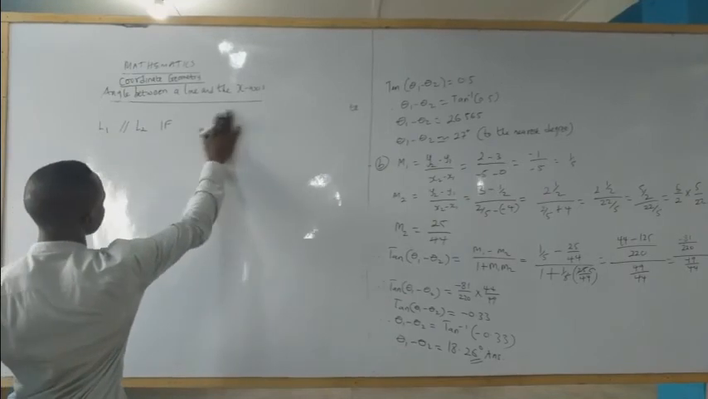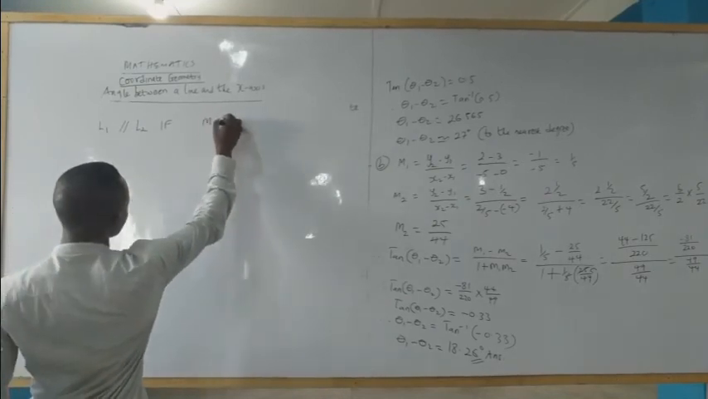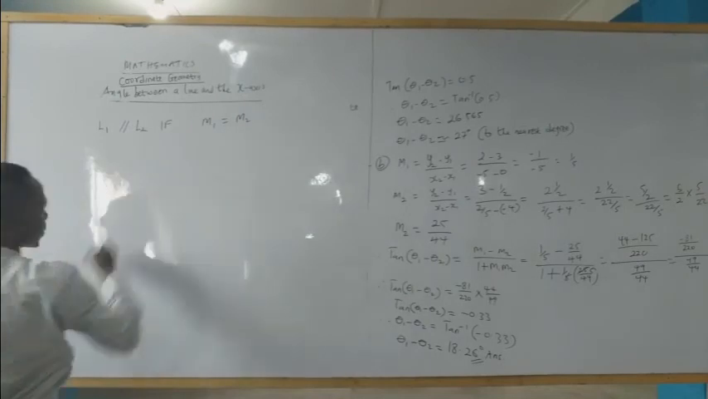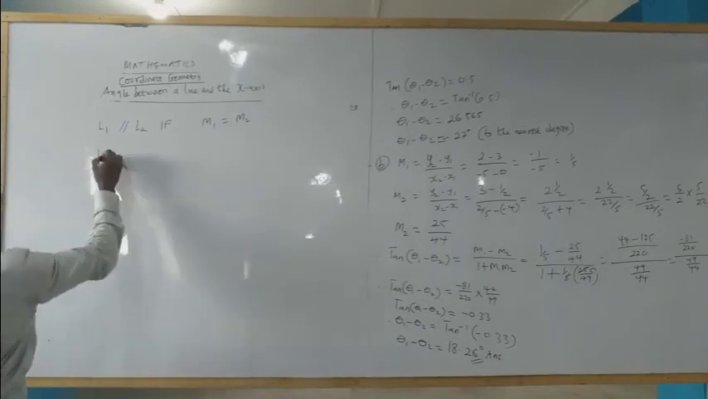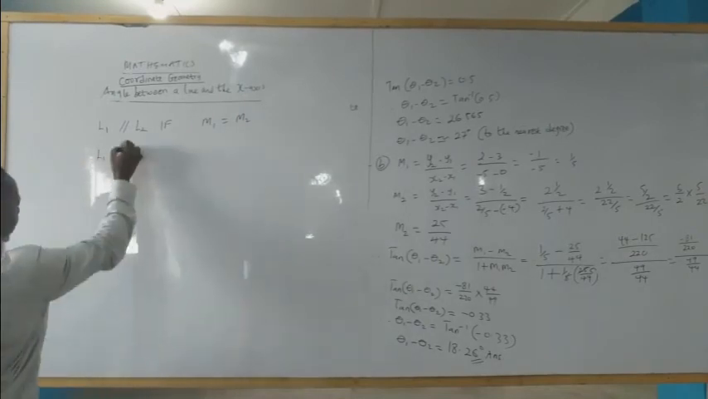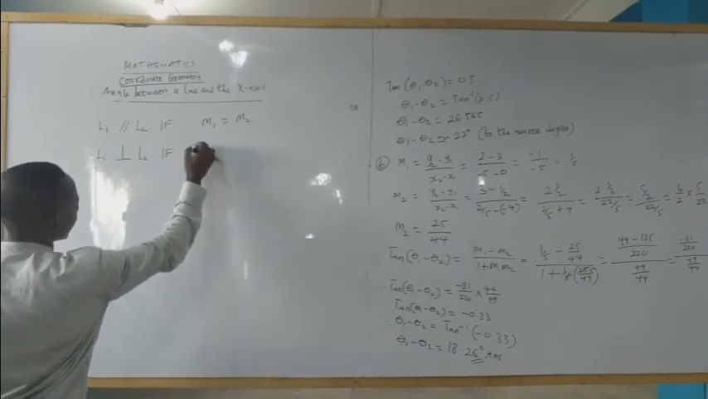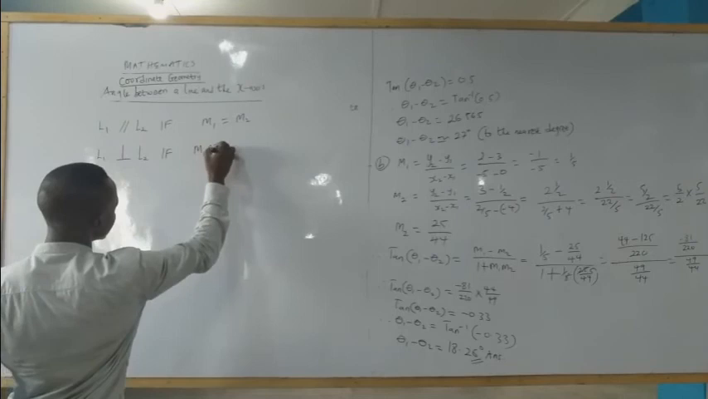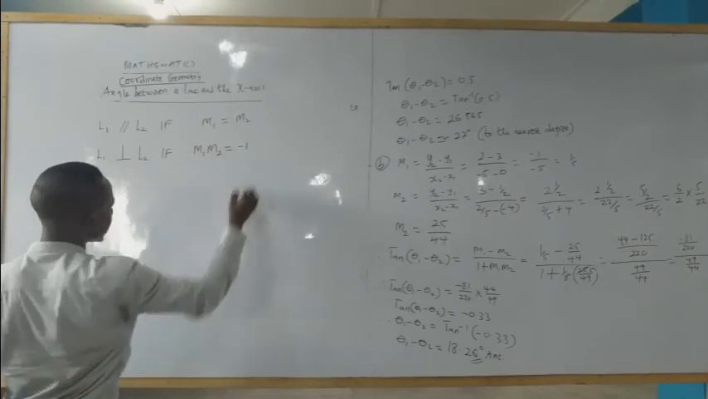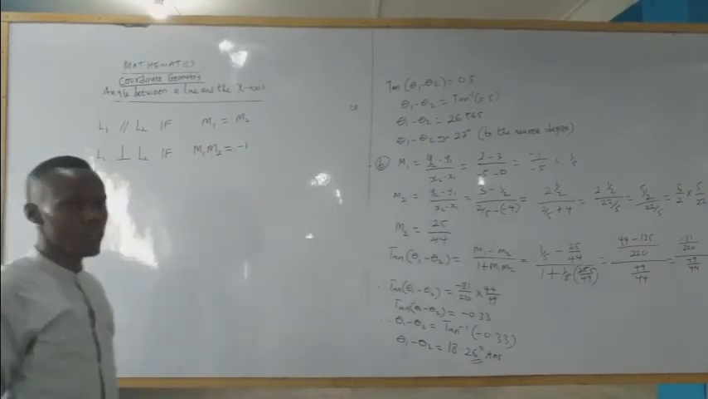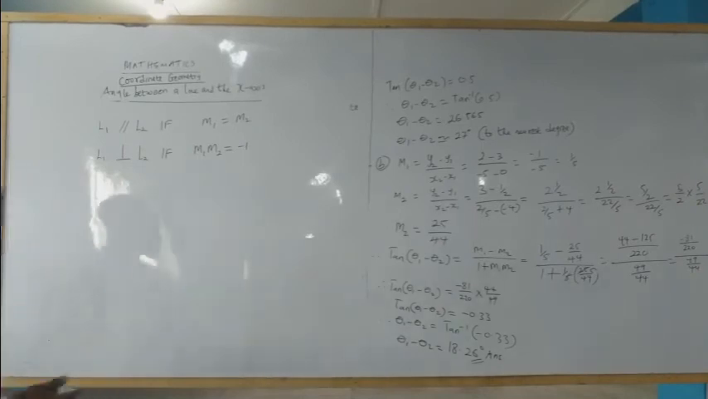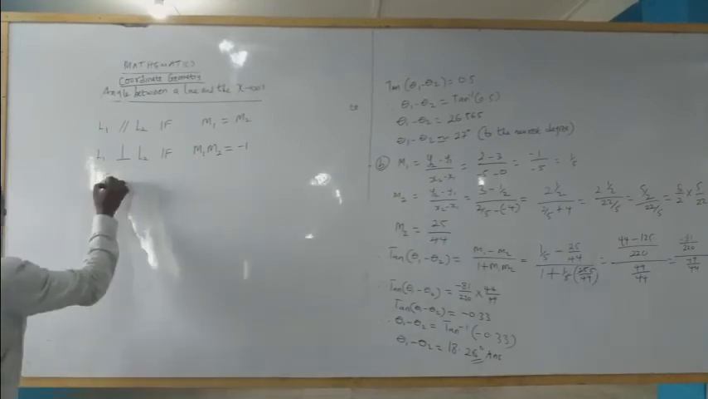So L1 is parallel to L2 if M1 is equal to M2, and line L1 is perpendicular to L2 if M1 times M2 is equal to minus 1. That is it.